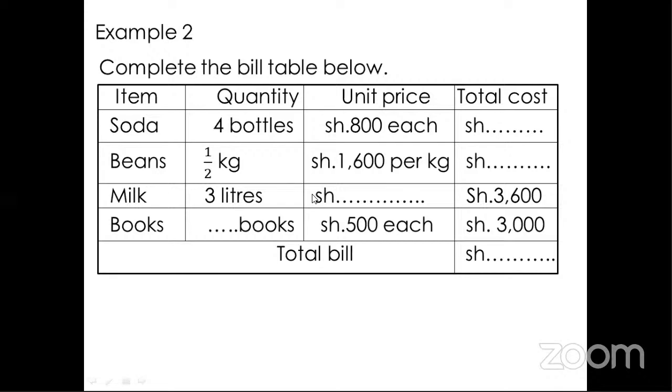Carol, can you come on? The total cost is missing. So how do we get that total cost? How do we get the total cost which is missing? We multiply. Very good. So you are going to multiply the unit cost times the quantity, or quantity times the unit cost.